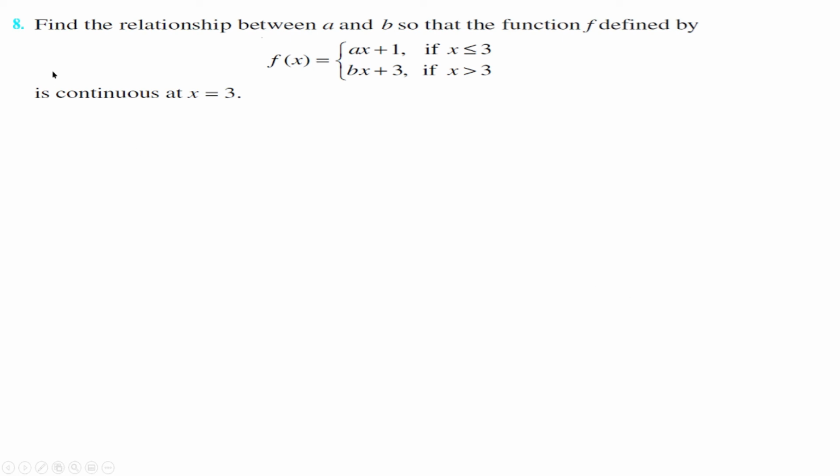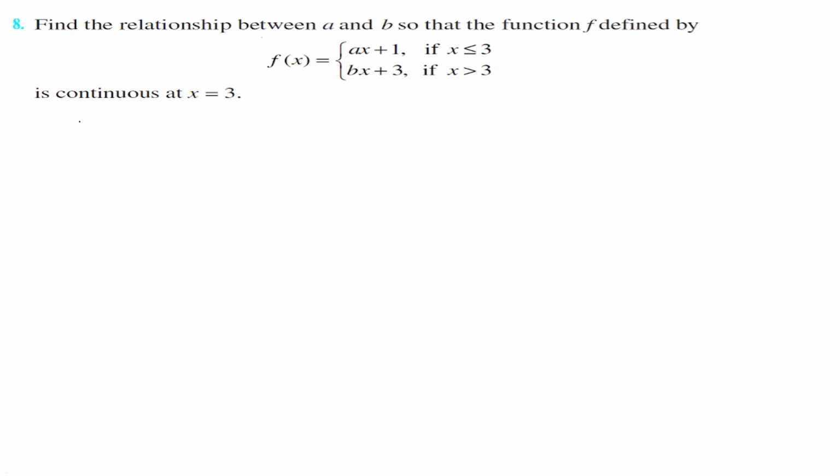Now we have the next question, that is finding the constants when a function is continuous or discontinuous. Find the relationship between a and b so that the function f defined by f of x equal to ax plus 1 if x is less than or equal to 3, and bx plus 3 if x is greater than 3, is continuous at x equal to 3.